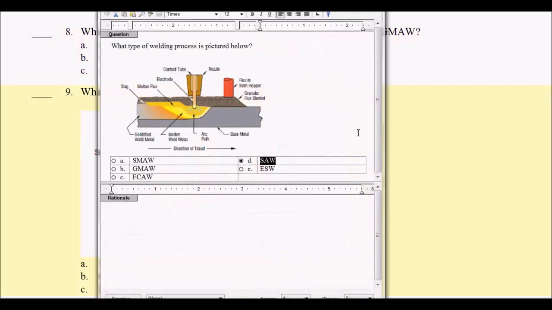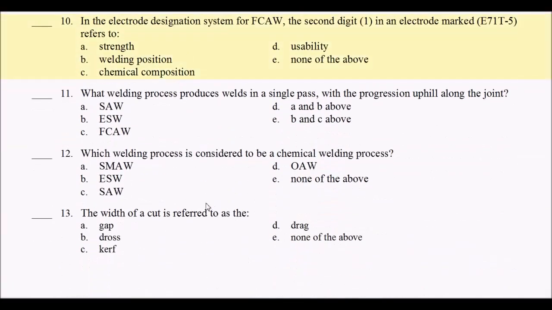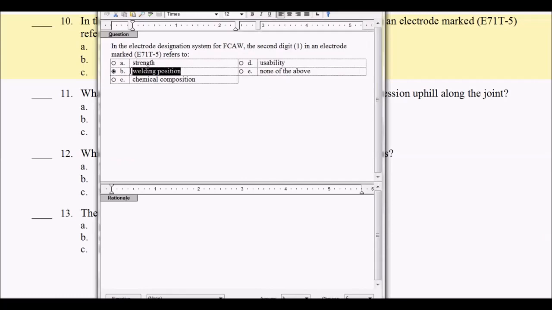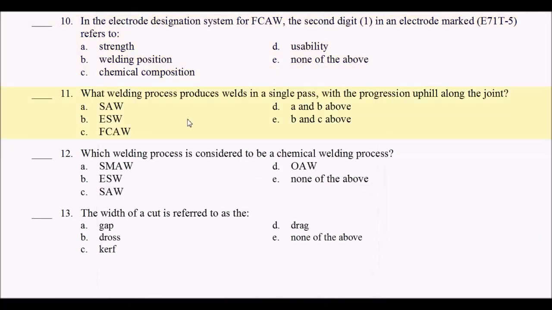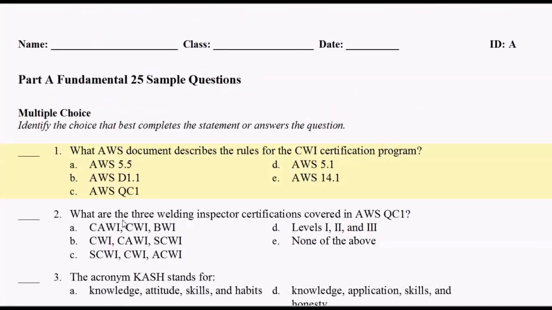I'm going to show you a few example questions that would be on the CWI Part A. Let's go through a few of them. I'm going to see if you can answer these questions. Okay, here we go. What AWS document describes the rules for the CWI certification program?